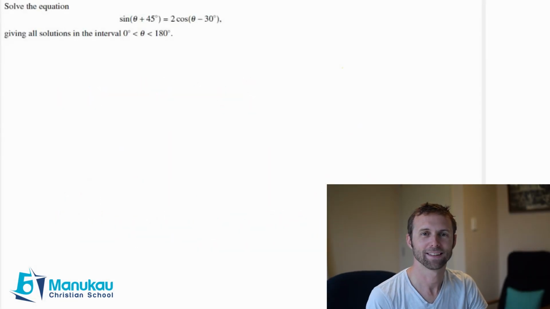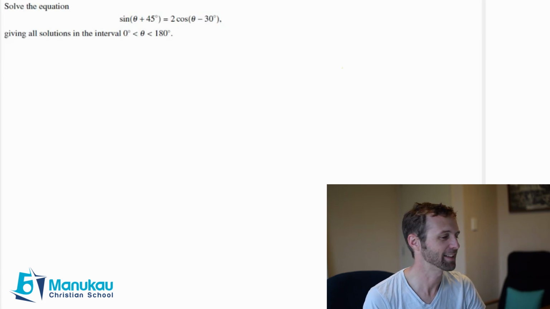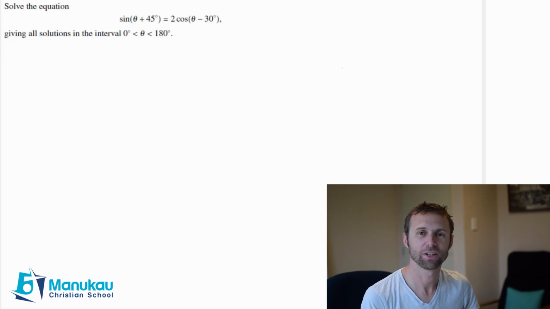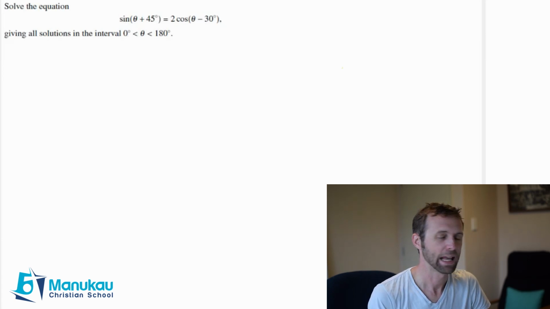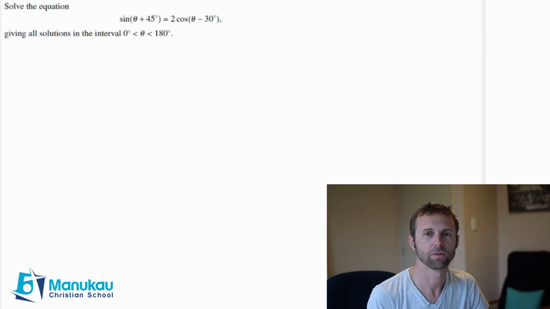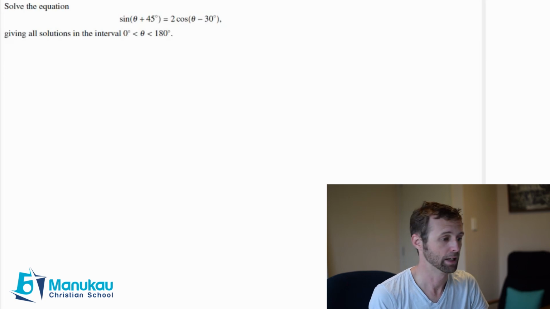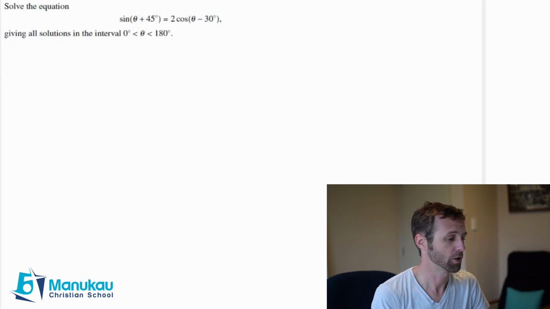Last pure maths question for the holidays today. This is a trigonometric equation that we're meant to solve, and you can see, I hope, that this is requiring your knowledge of the addition formulae, as will often happen in Pure Maths 3. So let's get into it. My first step is going to use my addition rules to expand these.